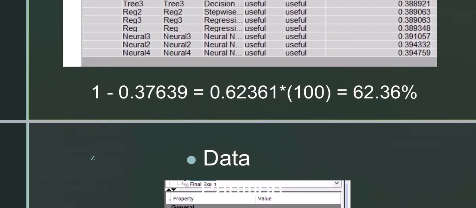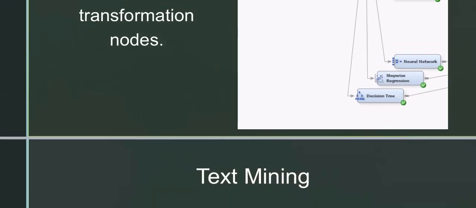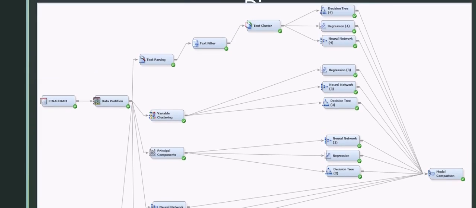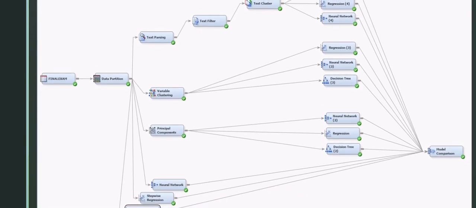Once again, I would like to go back to my diagram and show here that I tried a total of 12 different models, going through many of the different transformation nodes that we were taught in class. And I also tried three models without the transformation nodes. And decision tree was the lowest misclassification rate I had.